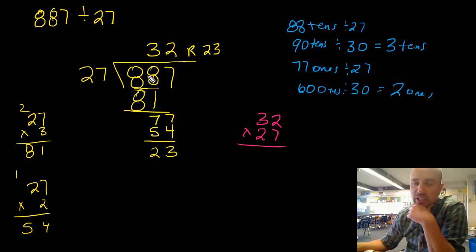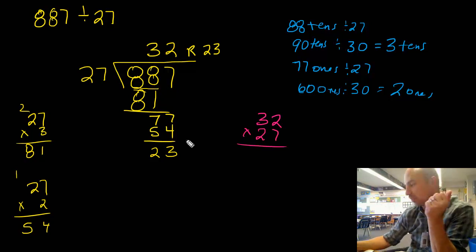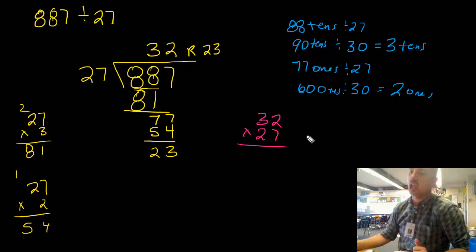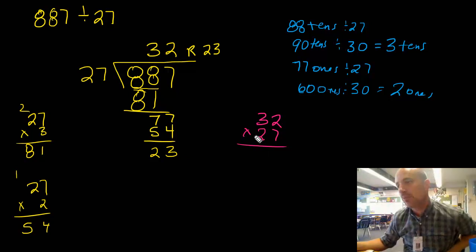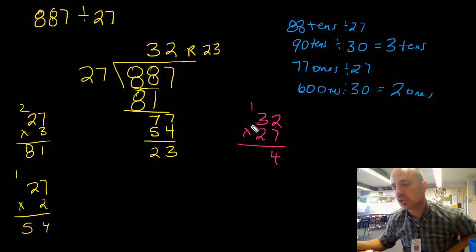As we're getting into bigger numbers and more complex problems, it's even more important that we're checking our answer every time. I'm going to do 7 times 2 is 14. 7 times 3 is 21, plus 1 is 22. 20 times 2 is 40. 2 times 3 is 6.